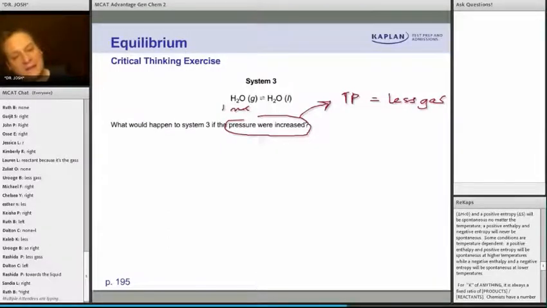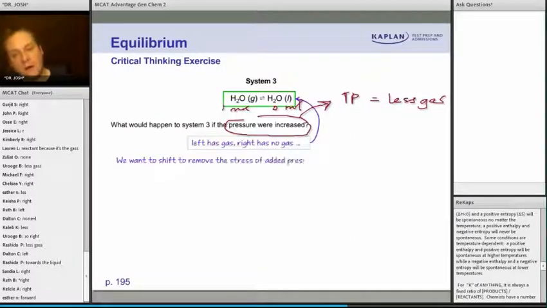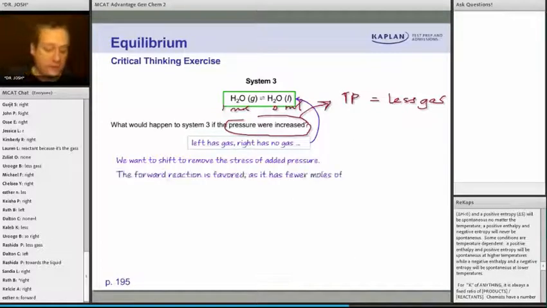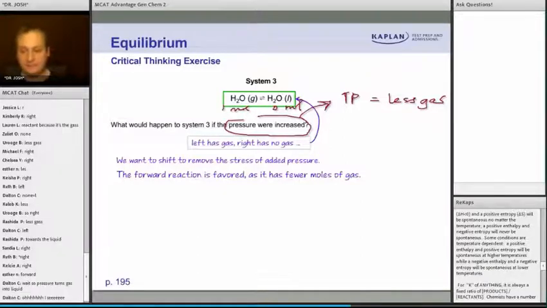Which side has less gas? Well, the left side has 1 mole. The right side has no moles. So guess what? It shifts forward. It shifts over to the right. So note, lack of gas is still lack of gas. 0 moles is still a number of moles of gas that we can work with. So we want to remove the pressure, so we shift it forward. There are going to be fewer moles of gas on that liquid side.